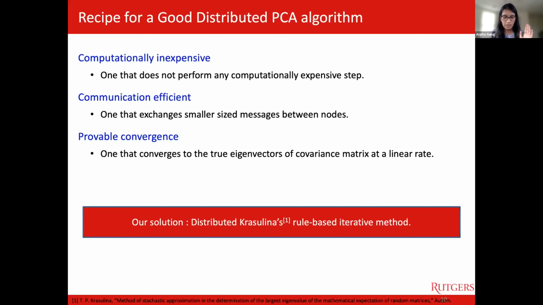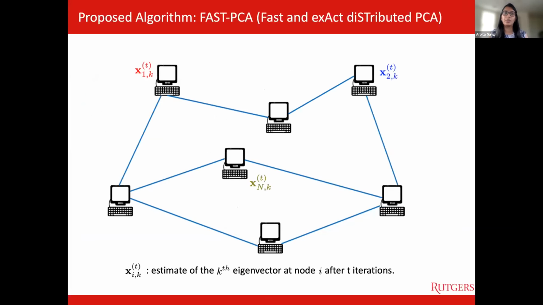Krasulina's is a stochastic approximation method that was proposed in the 1970s. It was not for a distributed system, and it was proposed for only a single eigenvector, but that's what we used as the base to propose solutions for distributed feature learning, distributed PCA. So what's the solution? The algorithm is called FAST-PCA, which stands for fast and exact distributed PCA, and that's what I'm going to talk about today.